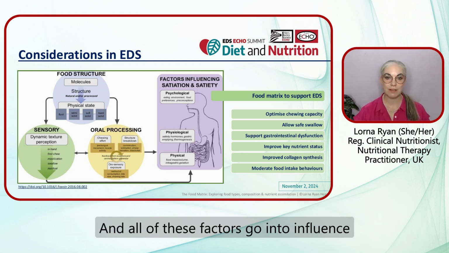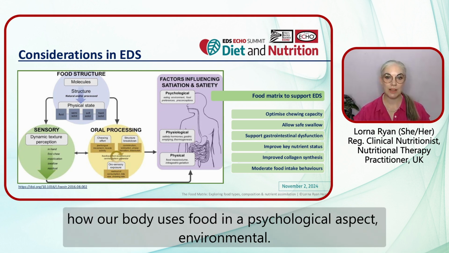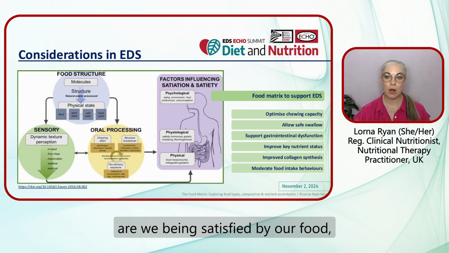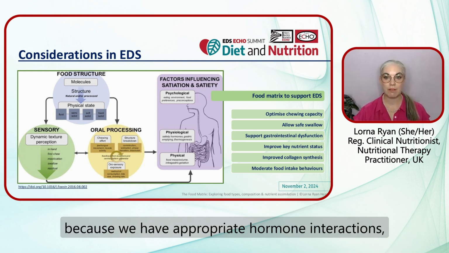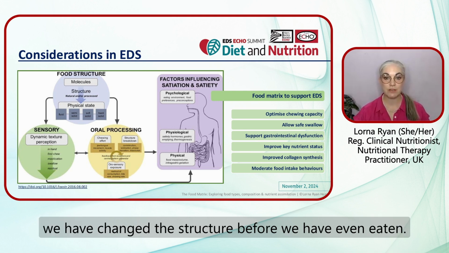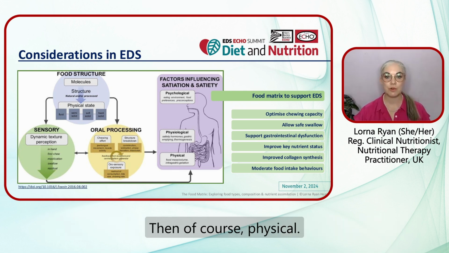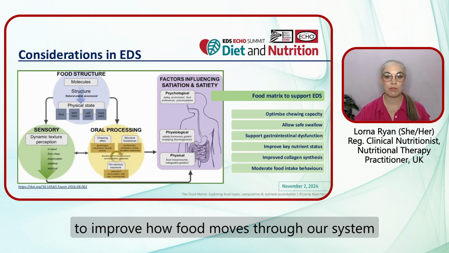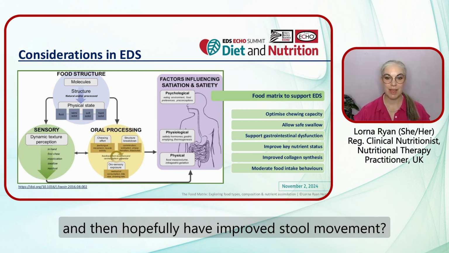And all of these factors go in to influence how our body uses food in a psychological aspect, environmental. Can we join in social settings? Physiological, where are we being satisfied by our food because we have appropriate hormone interactions? So we're not feeling full easily because we've changed the structure before we've even eaten. And then, of course, physical. So, are we actually able to manipulate the physical volume of food to improve how food moves through our system, and then hopefully have improved stool movement?